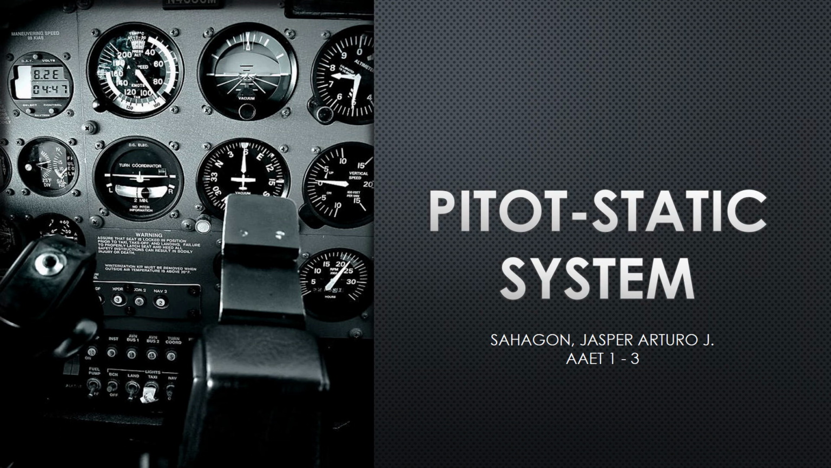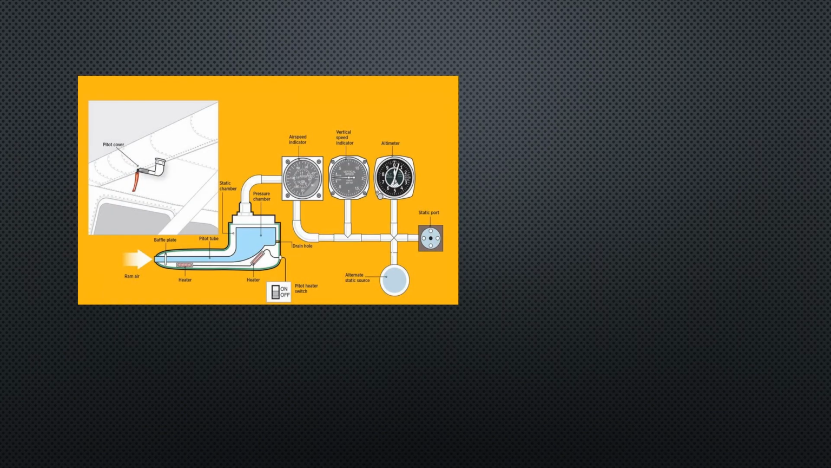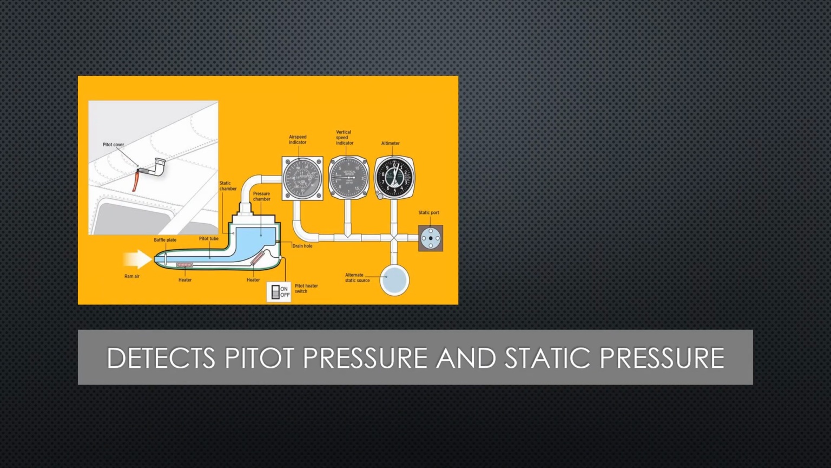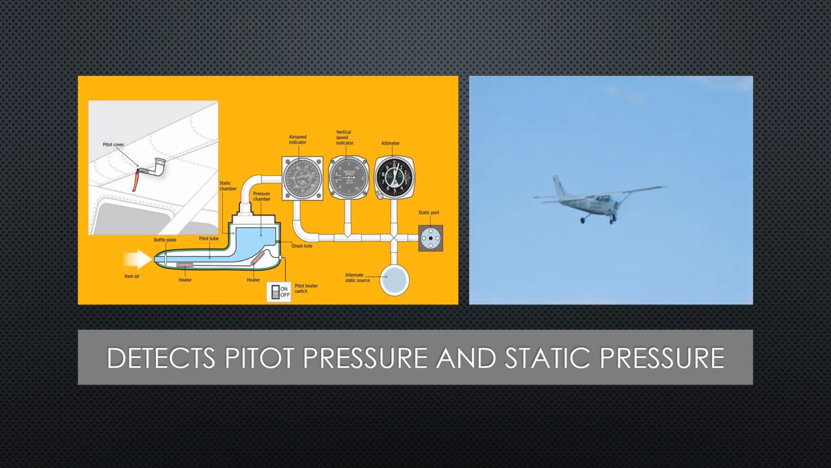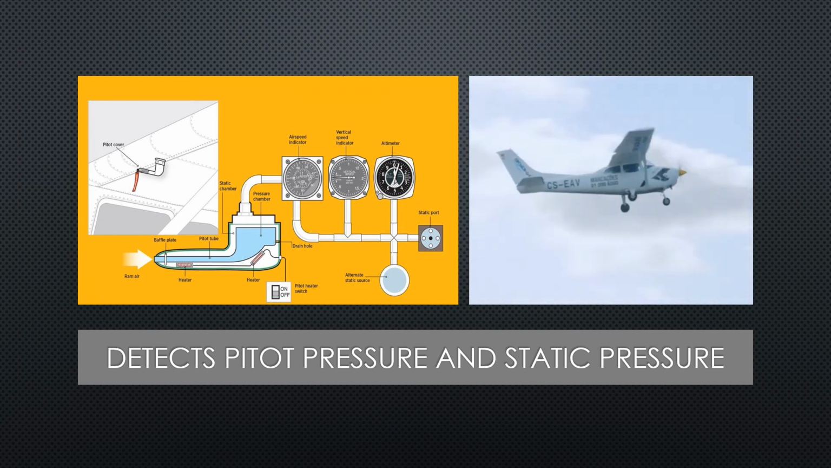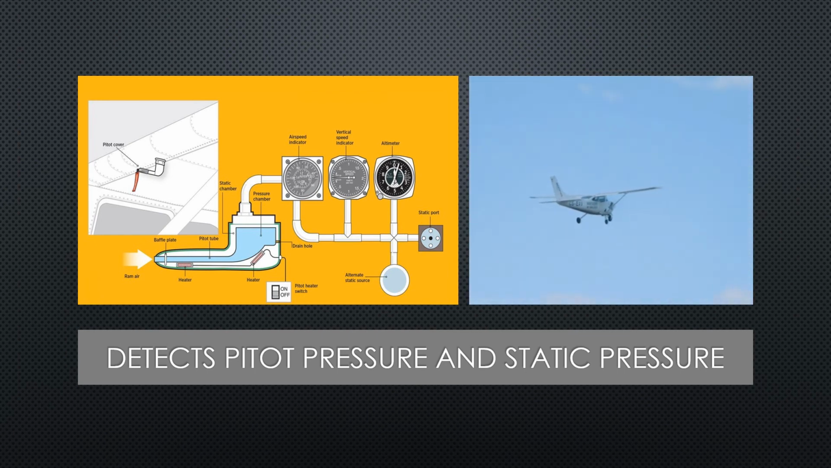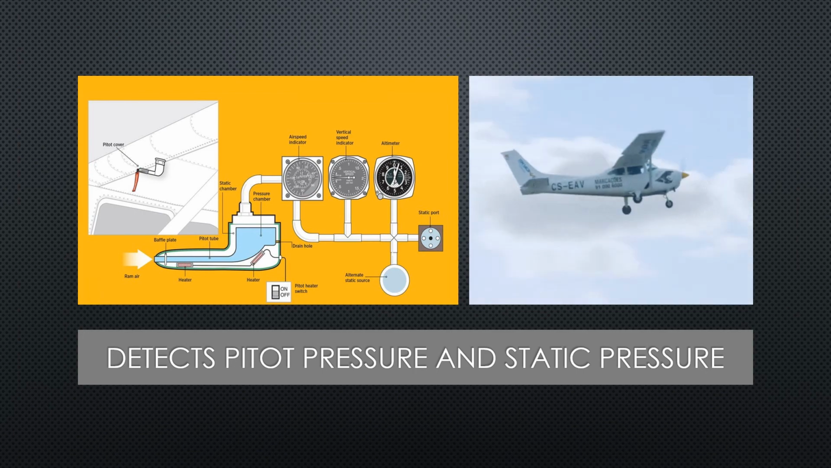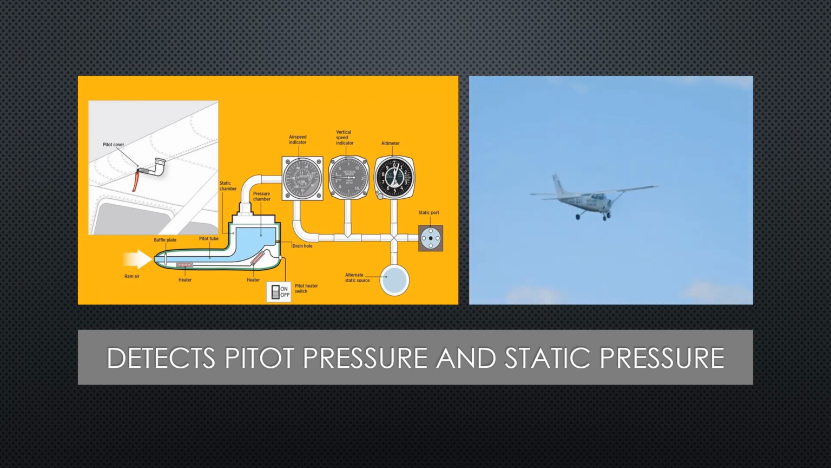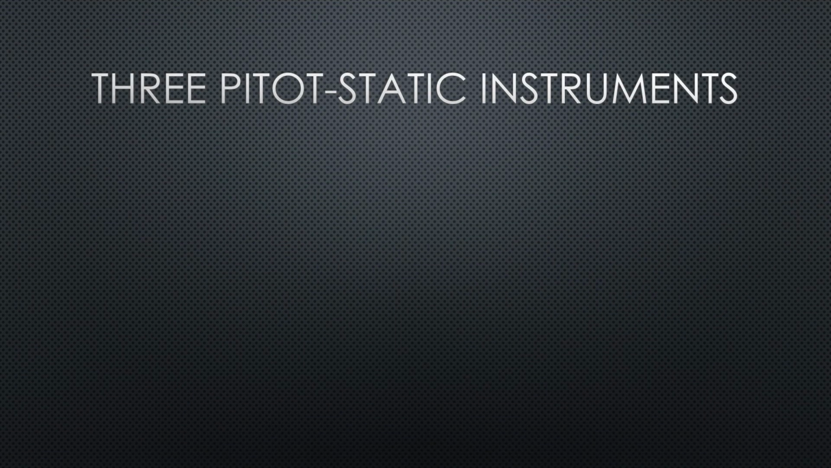The topic of this discussion is about pitot static system. Let's start. An aircraft pitot static system comprises a number of sensors which detects pitot pressure and static pressure by the forward motion of the aircraft. These pressures are used on their own or in combination with each other to provide indications of various flight parameters.